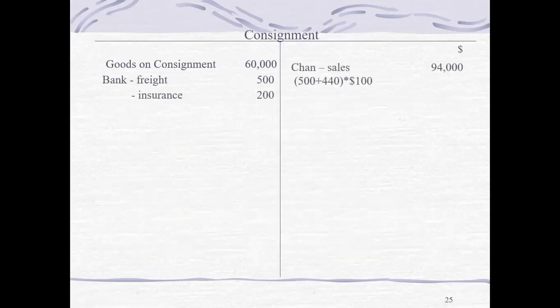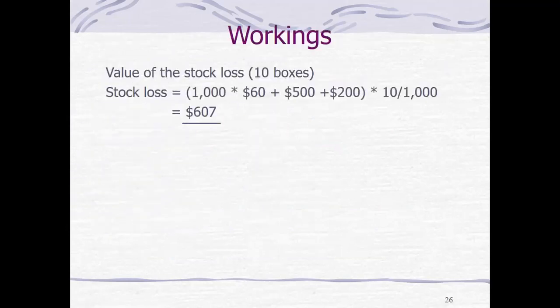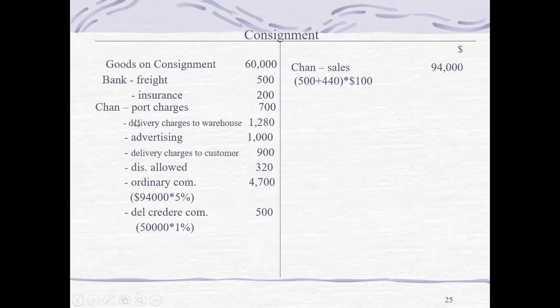For example, here we have the T account for consignment, and we can notice that we have the goods on consignment, debit, and then we include the directly attributable costs paid: freight and insurance, as well as port charges, delivery charges, advertising.